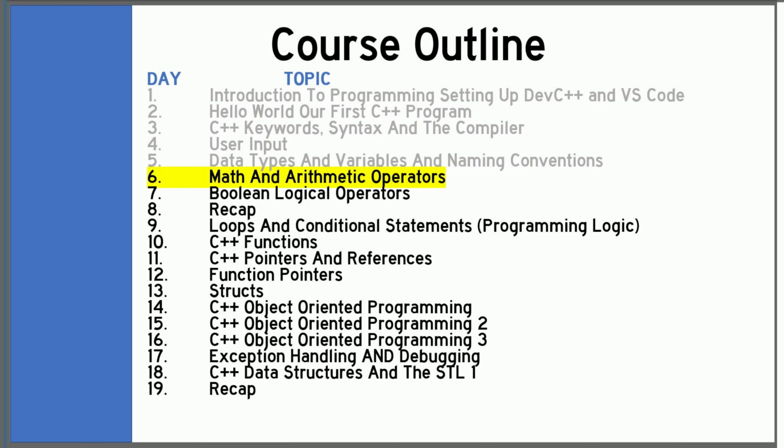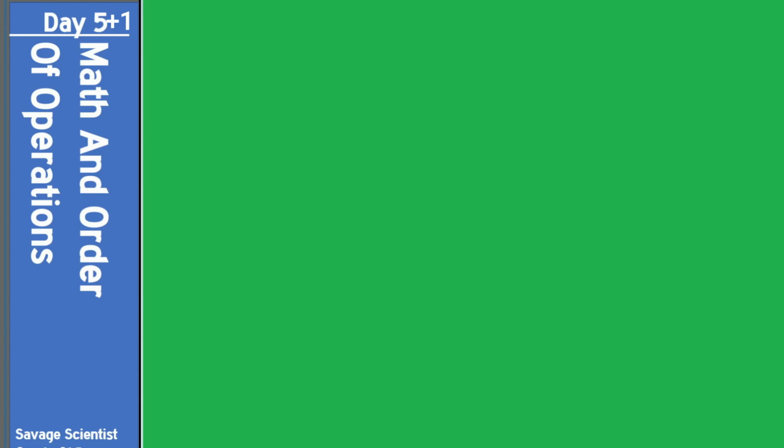So we're on day 6, math and arithmetic operations. We're going to discuss quite a few things in this video. Alright, so now it's time for us to take a look at the order of operations as it relates to C++ and math. And you might notice, look how it says day 5 plus 1. That's because I had to redo this video for you.